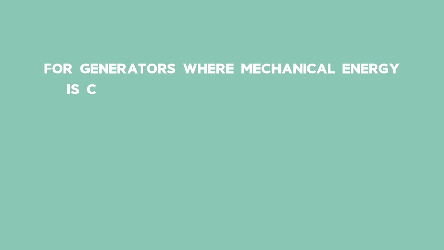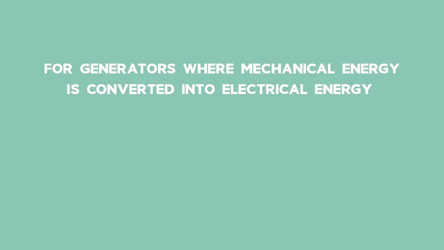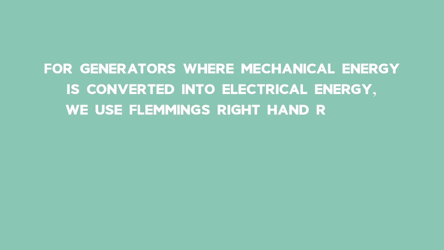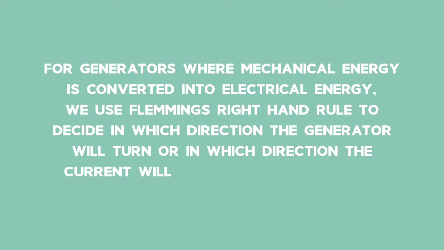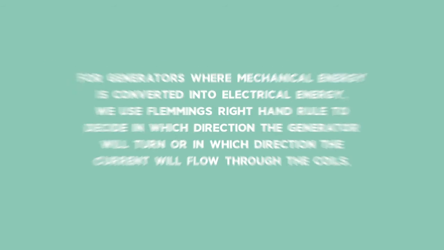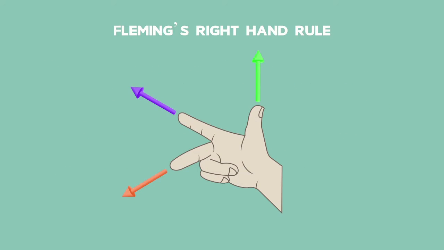So, for generators where mechanical energy is converted into electrical energy, we use Fleming's right-hand rule to decide in which direction the generator will turn or in which direction the current will flow through the coils. It's exactly the same as the left-hand rule, but we must use the right hand.